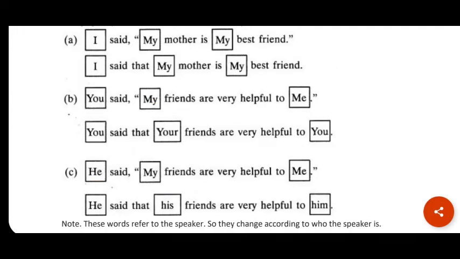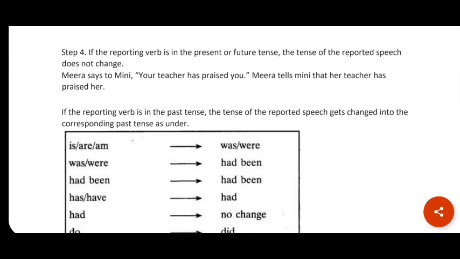Now see, my, me, then my and me. Right? So my, me, these are first person pronouns. So they change according to the subject of the reporting verb. Let's move ahead. Step number 4.